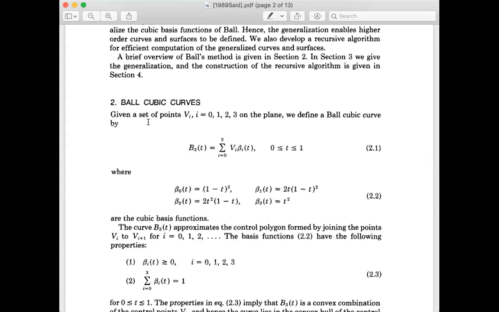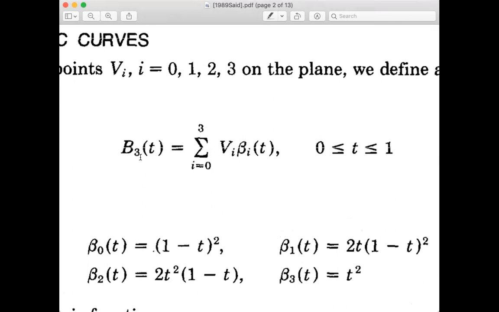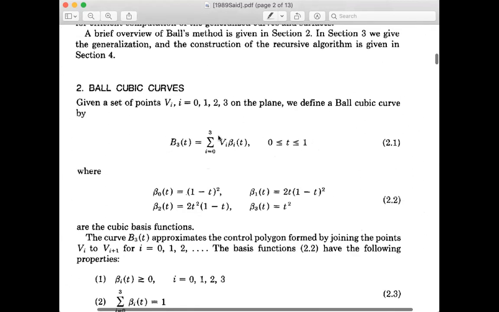Okay, I've talked about the cubic Ball curve, right? The highest degree of the Ball curve is 3, and there are 4 control points with indices 0, 1, 2, 3. For the cubic Ball curve, B3(t), where 3 stands for the degree, is the sum for i from 0 to 3 of vertex Vi multiplied by beta i. This is a cubic Ball curve.